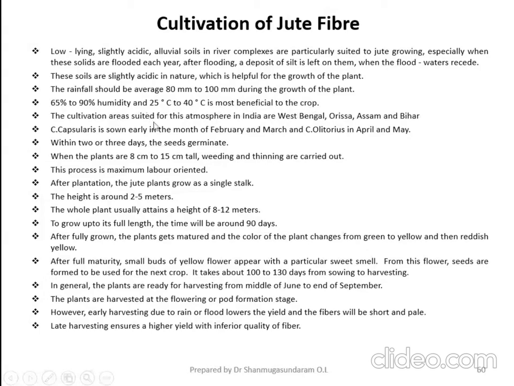The cultivation areas in India with this atmosphere are West Bengal, Orissa, Assam and Bihar. So these are all the areas where the jute plant is cultivated. These are the areas where you can get the exact climatic conditions for the growth of the jute plant. Okay. So that is the reason why West Bengal, Orissa, Assam and Bihar are the places suited for the growth of the jute plant.